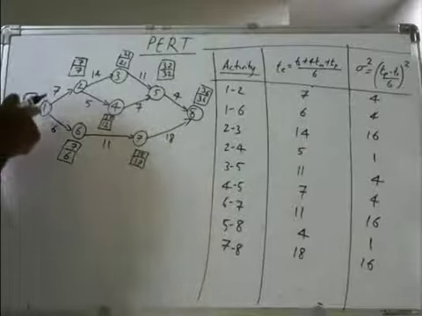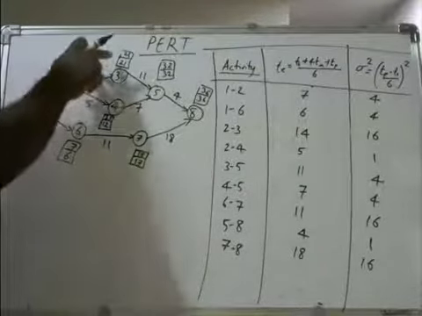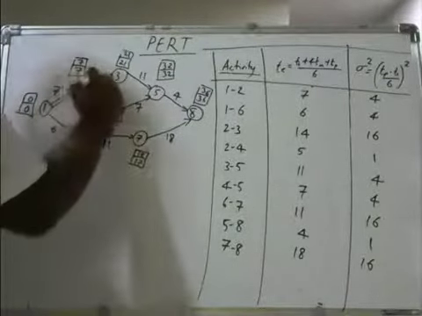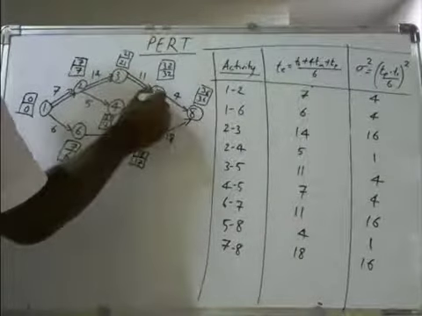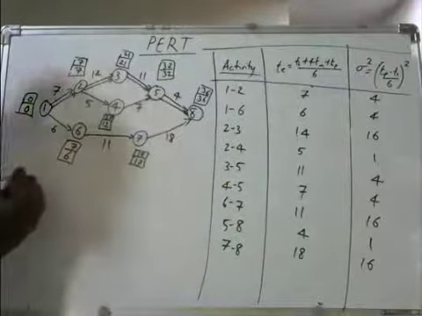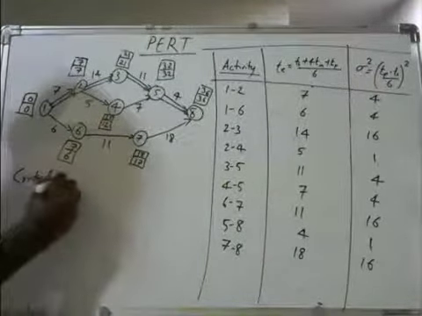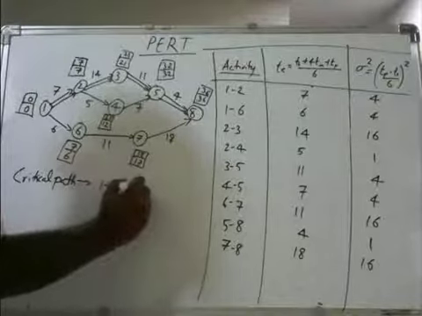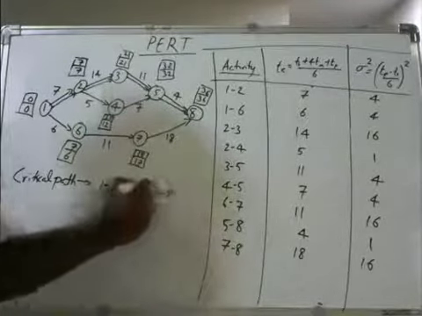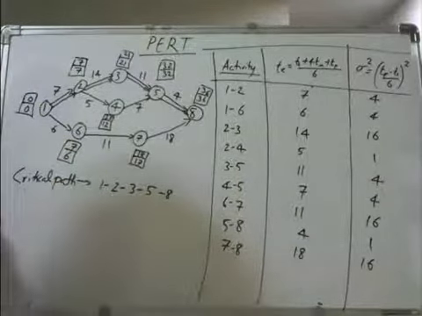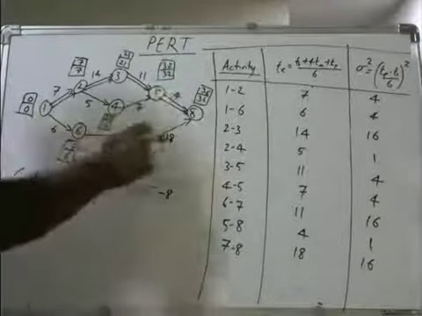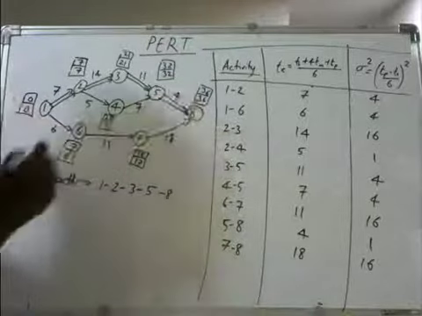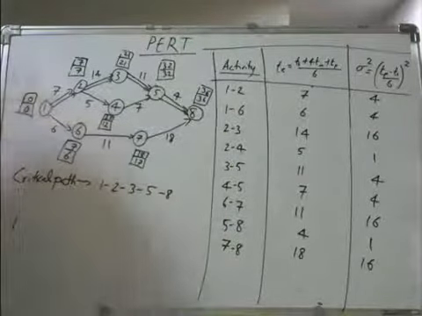Now if you see, the critical path is 0, 0, 7, 7, 21, 21, 32, 32 and 36, 36. So we have got the critical path: 1 to 2, 2 to 3, 3 to 5 and 5 to 8. Once you have found the critical path, you need to find the project completion time. The total project completion time is 36.